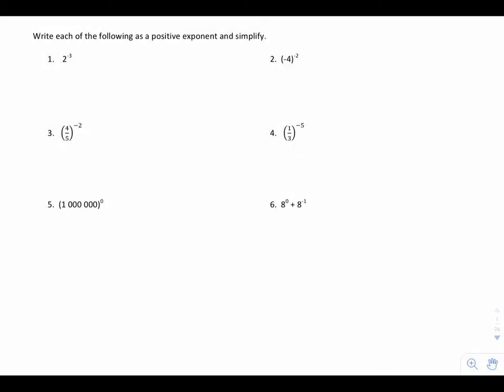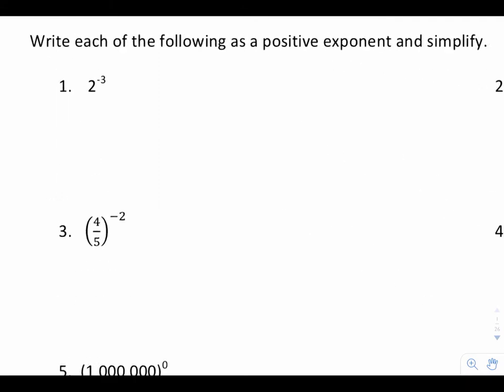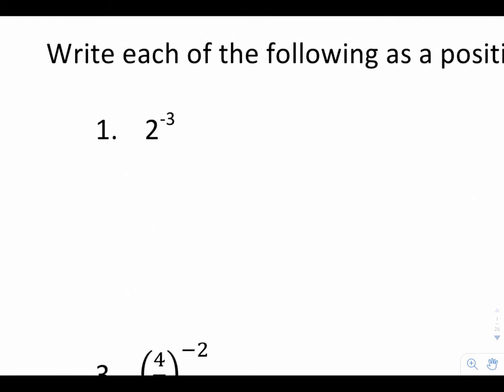We're going to look at some exponents here, some powers that involve negative exponents. And we're given 6 questions, and we want to write the following with a positive exponent only, and if possible, simplifying. So let's take a look at the first one. We're given 2 to the exponent negative 3.